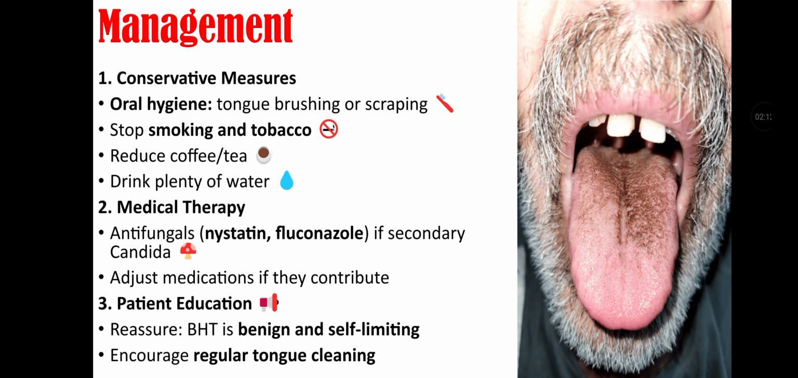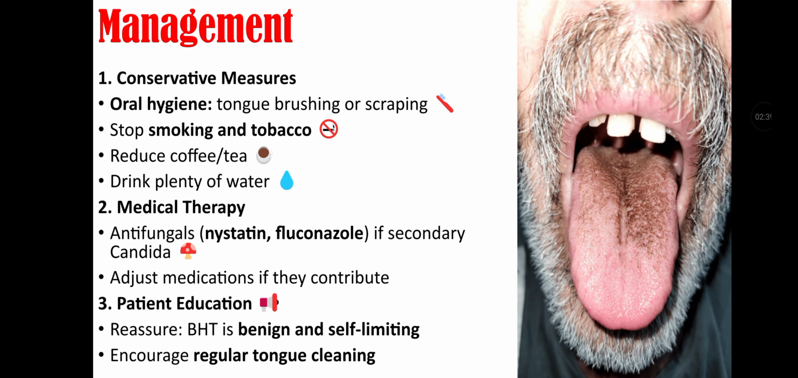Management of black hairy tongue includes conservative measures that include oral hygiene, tongue brushing or scraping, and stopping smoking and tobacco. Third is to reduce coffee or tea, and fourth is to drink plenty of water. Second strategy for management is medical therapy that includes antifungals if secondary candida is present, and adjusting medication if they are contributing to black hairy tongue.